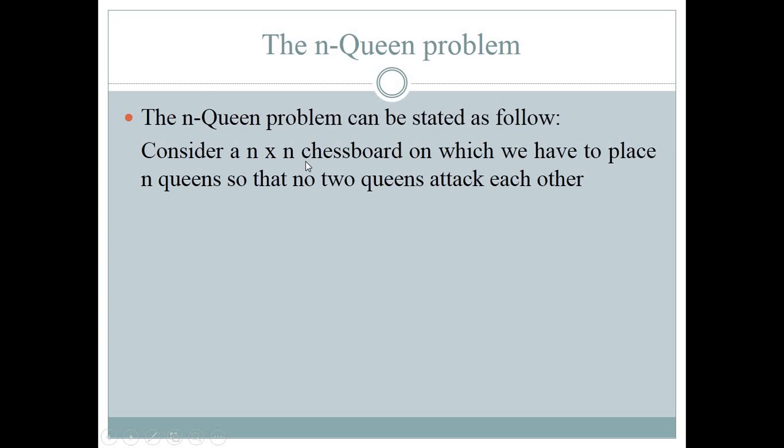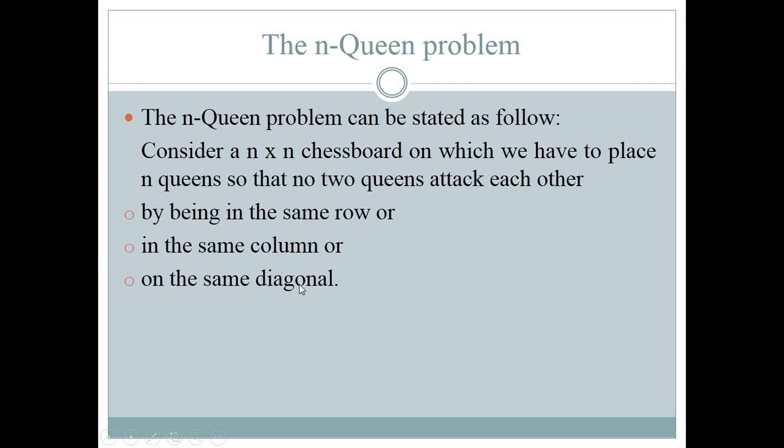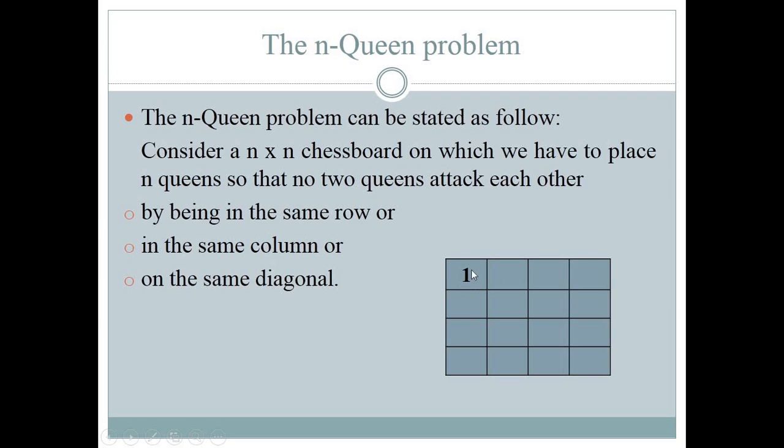Consider an n cross n chessboard on which we have to place n queens so that no two queens attack each other by being in the same row, same column or same diagonal. As per the chess rules, you know that a queen can attack along its own row, its own column, as well as its diagonal. So we have to place n queens on our chessboard which cannot attack each other in the same row, same column or same diagonal. For example, if we have our first queen on this position, then it can attack its same row, its same column, as well as its diagonal.